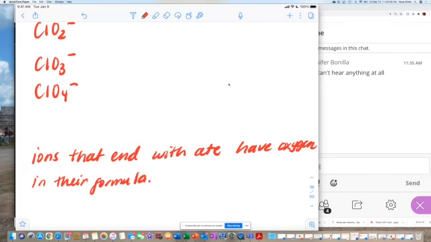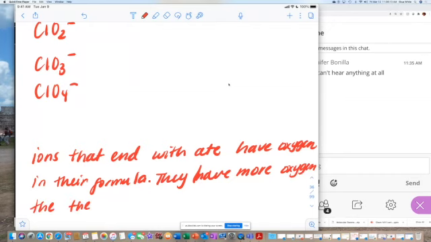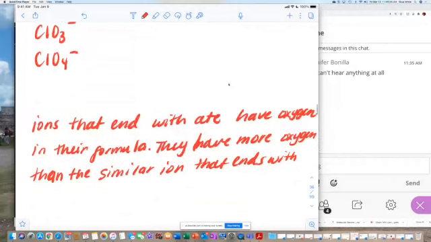Not only do they have oxygen, they have more oxygen than a similar ion that ends with -ite. So the -ate is related to -ite. The -ate has more oxygen than the -ite, but how, we don't know. We just know that it's more.